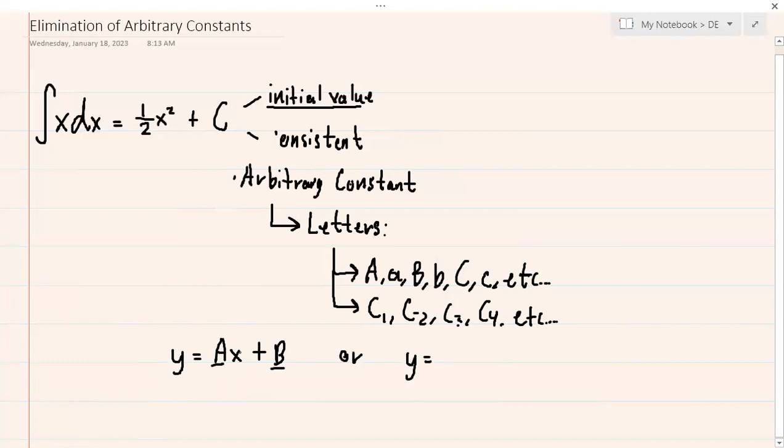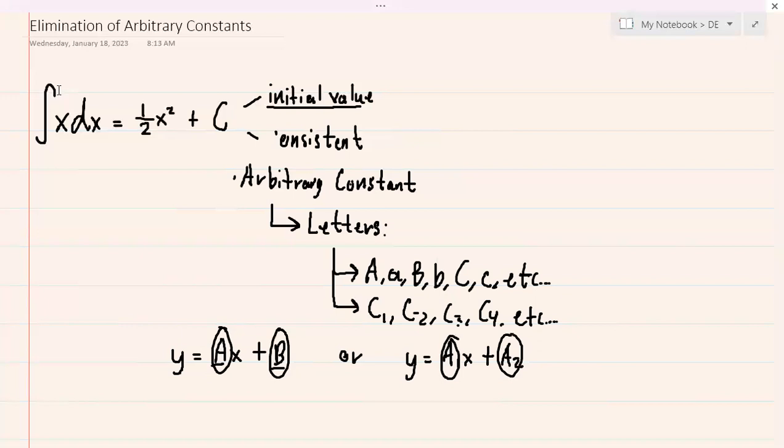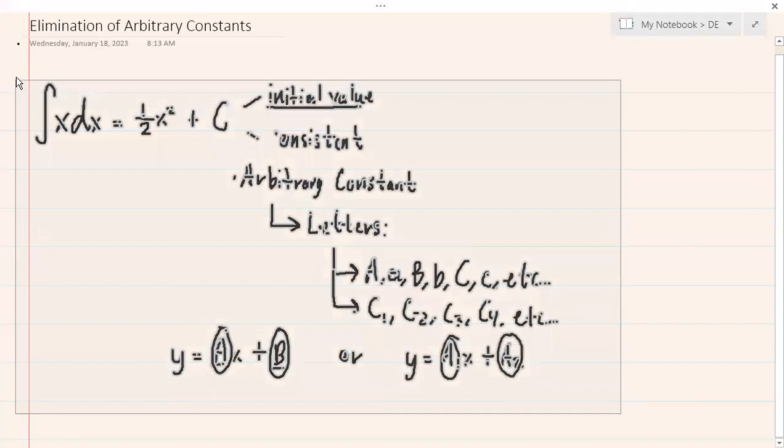If A is your preferred representation of an arbitrary constant, then this is how it would look. Y is equal to A sub 1 times X plus A sub 2. As I said, we will eliminate these arbitrary constants. So the question is, how would you eliminate these arbitrary constants?